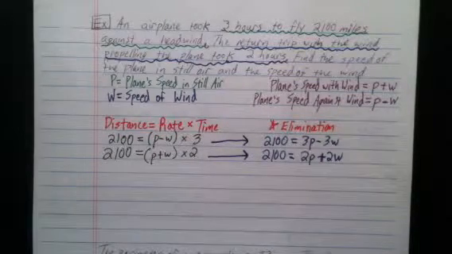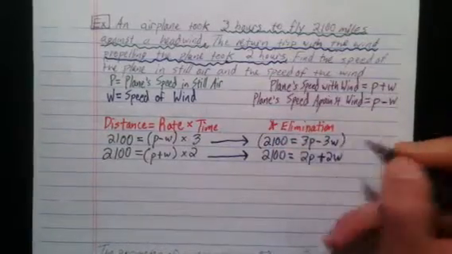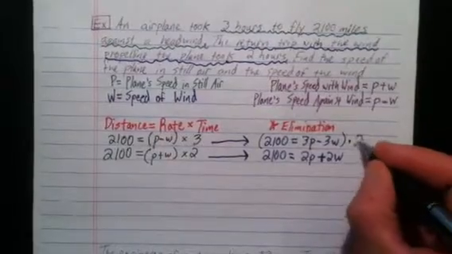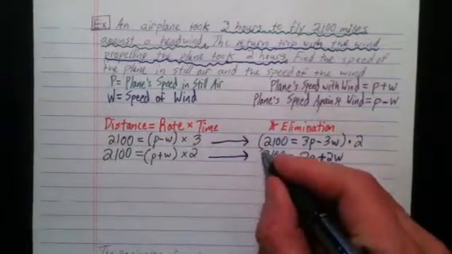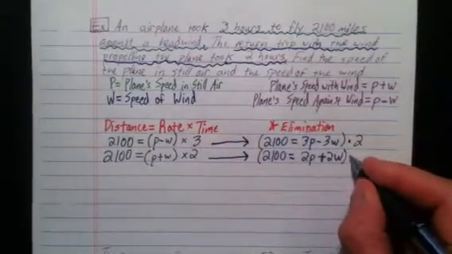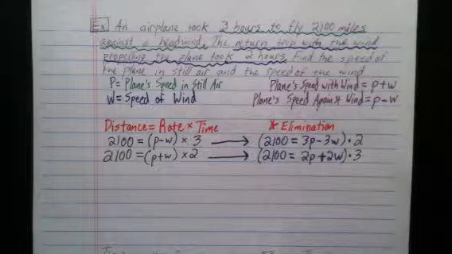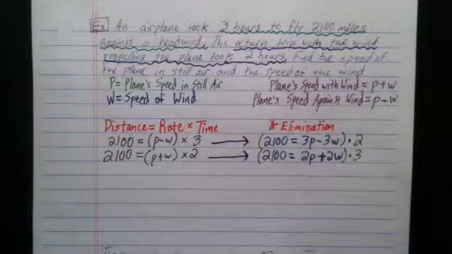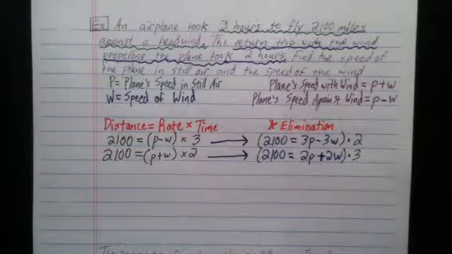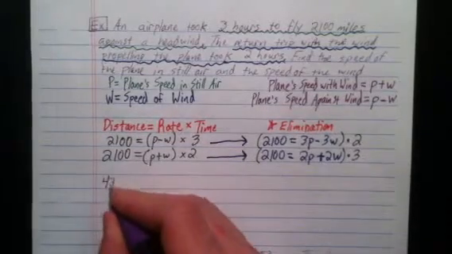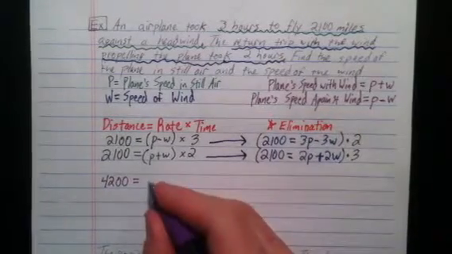So we can take our top equation here, multiply every term in this equation by 2 to get a 6P and a minus 6W, and then this bottom equation we can multiply everything by a 3 also to get a 6P and a 6W. Alright, so doing that, I'm going to come over here now. Multiplying everything by 2 is going to give us 4200 equals 6P minus 6W.